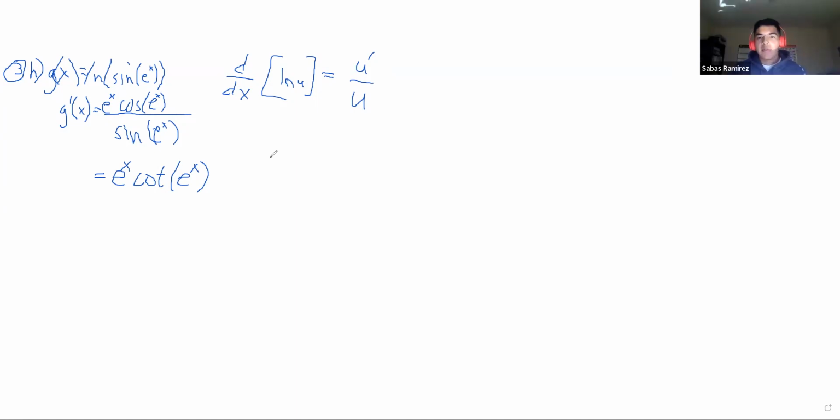So if it was ln of cosine of e to the x, it would be almost the same exact thing, but it would be negative. And instead of cotangent, it would be tangent. But the process would look almost identical. Just your trig functions would have been flipped around. Right. And a minus sign. Yeah, there you go. All right, thank you.